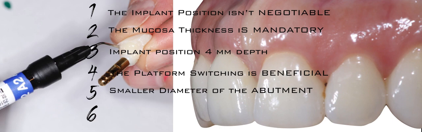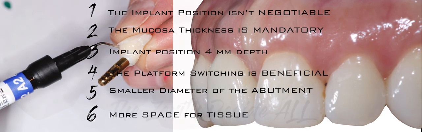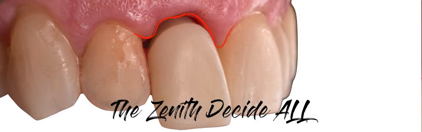Five, use a smaller diameter of the abutment. We don't sell titanium. We manage the bone and the soft tissue. We need to place a smaller diameter than we usually use. Six, more space for tissue. But zenith decides all. When we determine the zenith of the gingiva or the crown, we know where the implant is going to be.